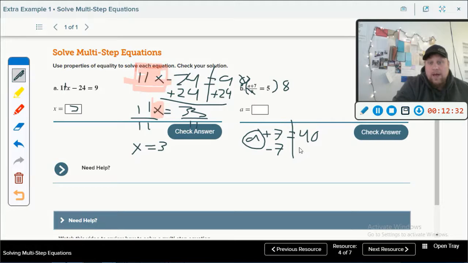Now, I'm left with a. That's gone. Equals 40 minus 7 is 33. Boom, we'll get a equals 33. Okay? Pause it if you need to make sure you write this all down. We're going to go on to the next.